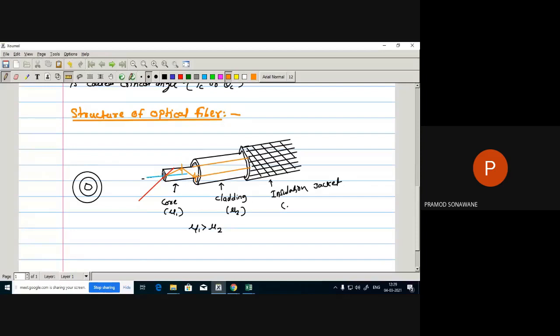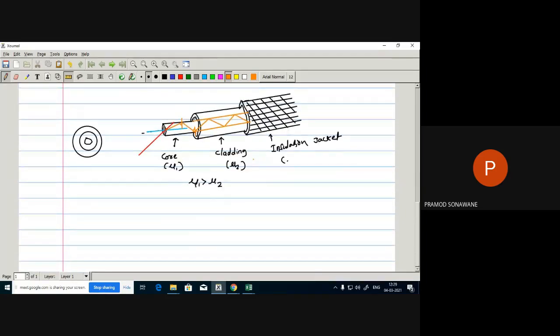Then from here it will reflect like this. So each time the light is incident at an angle greater than the critical angle, it is totally transferred inside the material. So this is the structure of an optical fiber. Then we need to write its details.